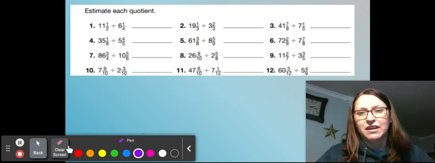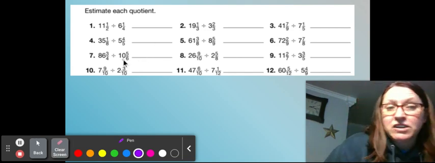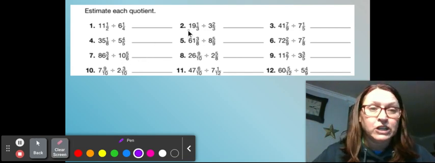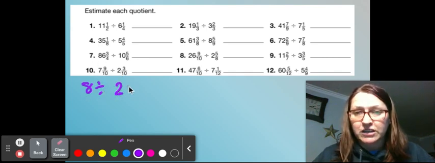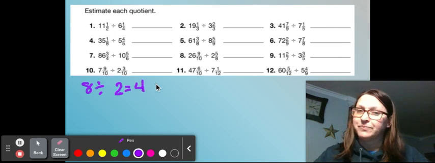Good job. Now let's look at this one. I encourage you to pause the video and see if you can figure them out before I show you. So 2 and 3/10 is close to 2. Well, 2 goes into 8, so 8 divided by 2 equals 4.